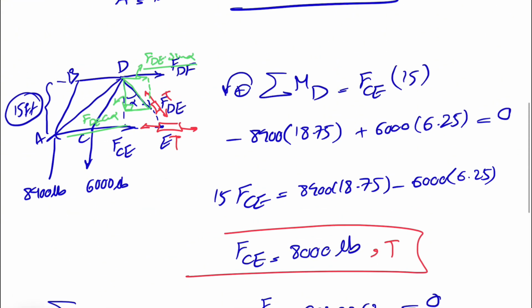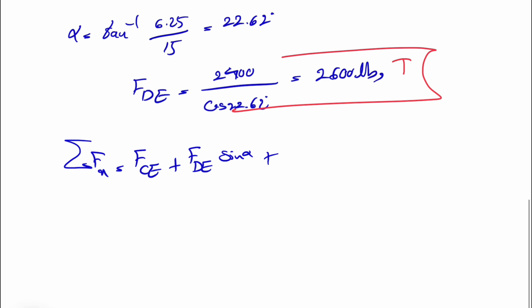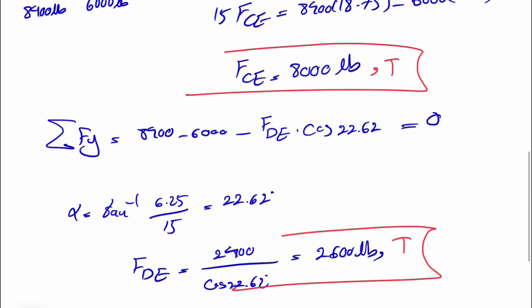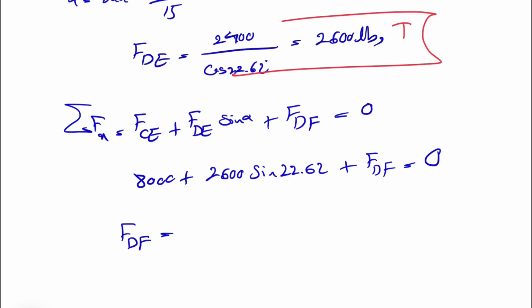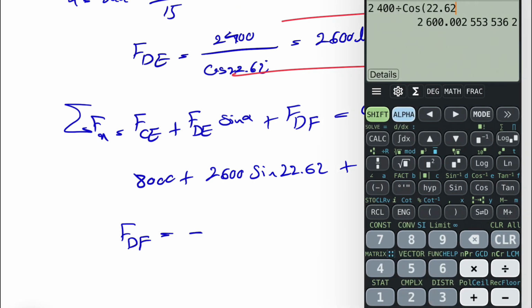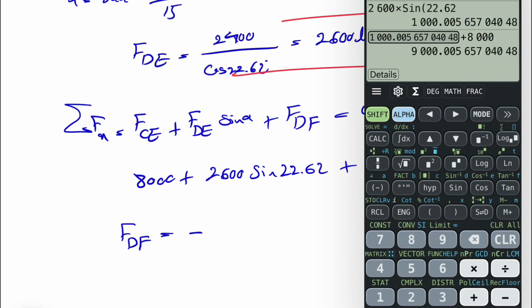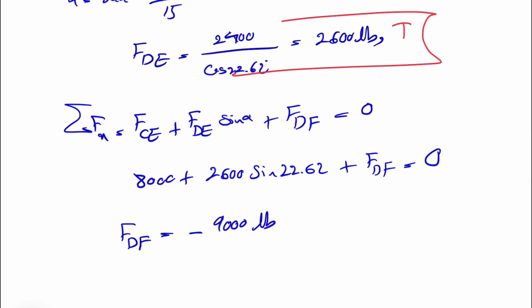So with the sine of alpha, the last one would be FDF, which is the last unknown that we have. So FCE we figured out from the previous part, 8,000, plus FDE sine of alpha, 2,600 times sine of 22.62, plus FDF. So we're going to get a negative sign for FDF, which shows that our assumption was incorrect. So 2,600 times sine of 22.62 plus 8,000. That's going to give us minus 9,000 pounds.